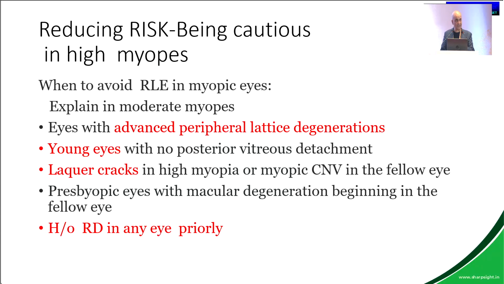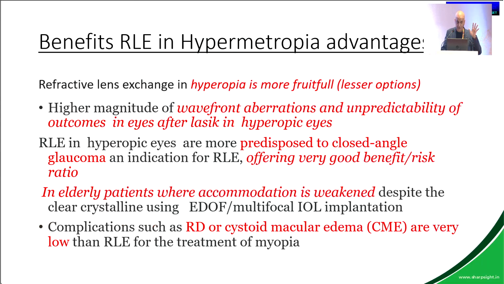I always ensure when I'm operating a high myope, even if I'm doing a LASIK or a phakic lens, there's scleral depression, a complete screening by the posterior segment surgeon. Young eyes, be very, very careful. As far as possible, at least in my practice, avoid doing RLE in very young patients. For high myopia, we prefer giving them other options like contact lens in case they cannot be operated by other methods available. Lacquer cracks, and any history of retina detachment earlier, is a strict no for me.